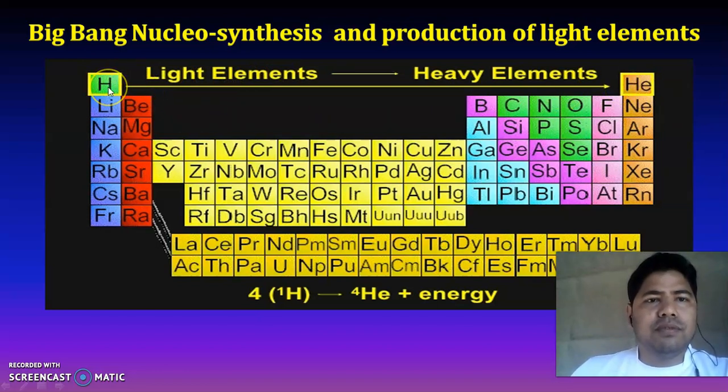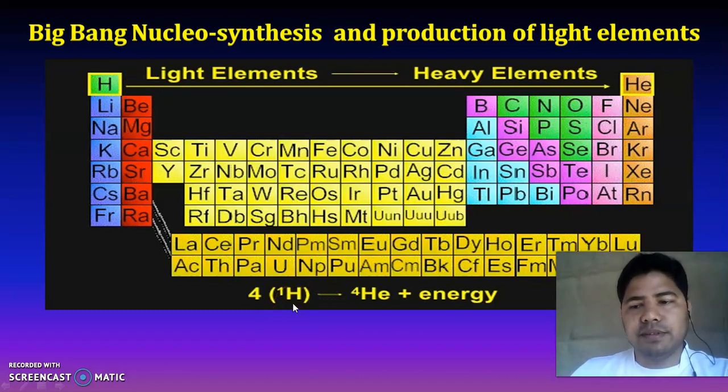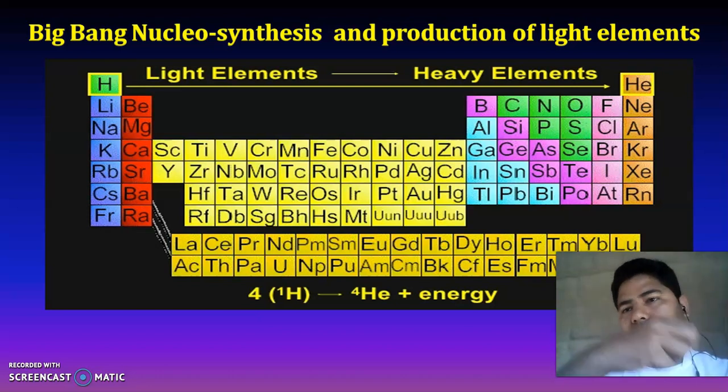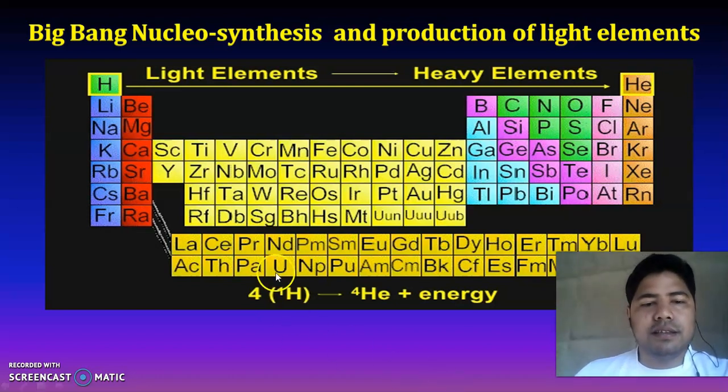So first, the element was hydrogen, created from neutrons, protons, neutrinos, etc. From their interaction, the hydrogen converts to helium, and this conversion is given here. Four hydrogen fuse together to give a helium and a lot of energy. That was the conversion scheme from an element to a heavier element.